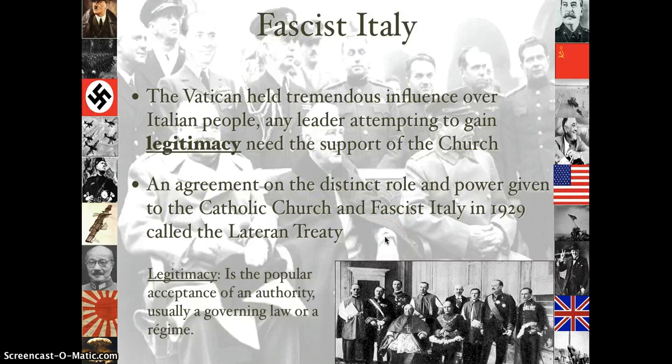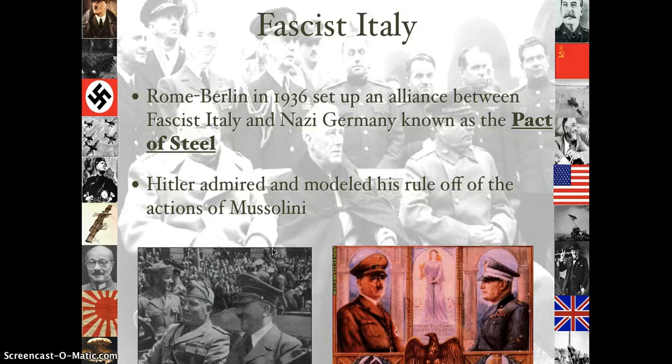Another issue is the Vatican. Italy is a really Catholic country, and so the Vatican held a lot of sway over people, and these new leaders and dictators wanted legitimacy, essentially that they could prove that they were okay to have power. And they make this treaty with the Catholic Church, essentially saying, you take this role and we'll take this one. And this was a win for Mussolini.